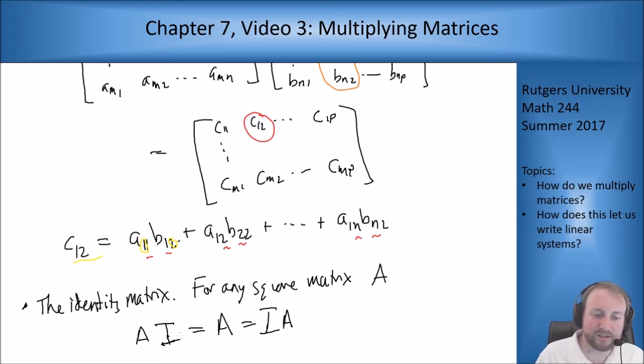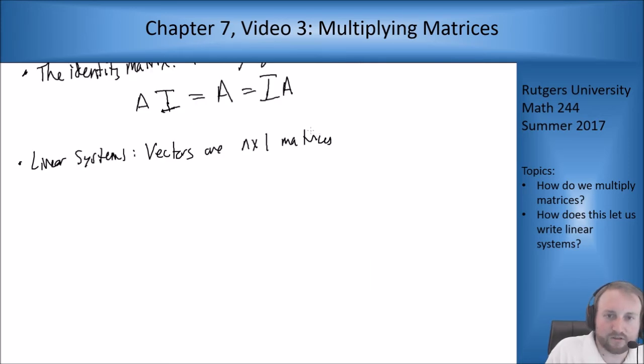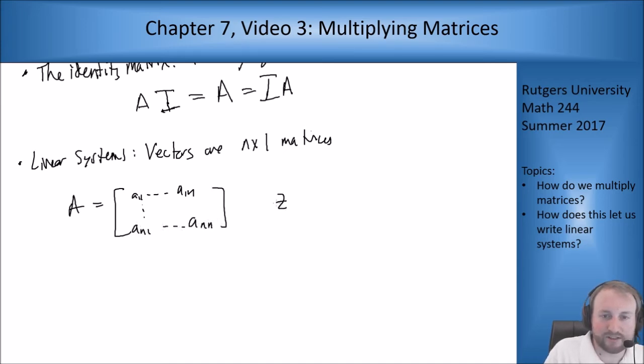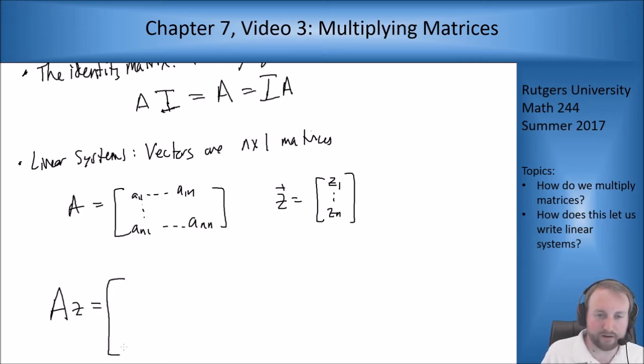And finally, we can use this to look at linear systems. As I mentioned before, we can think of vectors as n by 1 matrices. So let's assume I have a matrix A, which is going to be A11 through A1n. We'll do a square matrix here. AN1, ANN. And a vector Z, which is going to be just Z1 through Zn. Now what happens if I multiply A times Z? Well, I'm going to get an n by 1 vector because I took an n by n, multiplied it by an n by 1, so I'm going to get an n by 1 vector at the end.